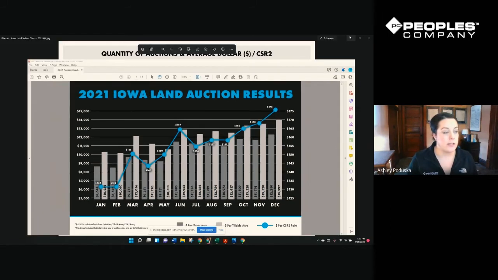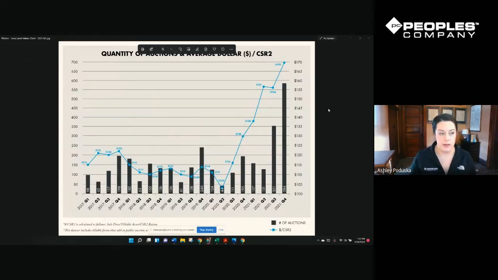Now we also look at this on a 5-year historical trend. So this chart here represents the average dollar per CSR2 point over the past 5 years. This one differs a little from the previous chart. The gray bar represents the number of tracts that sold that quarter. So not just the number of auctions, but the number of actual tracts that were 35 acres or more, highest and best use tillable, that sold.